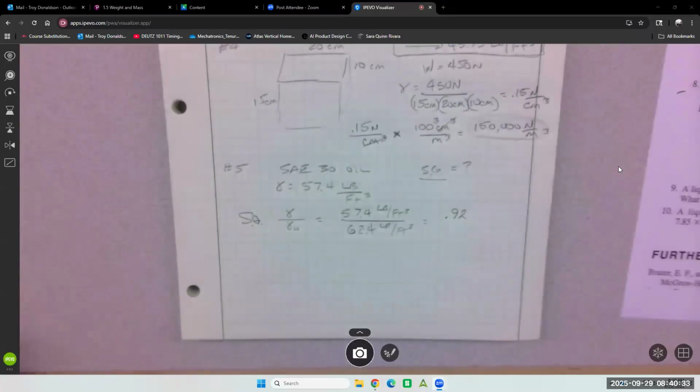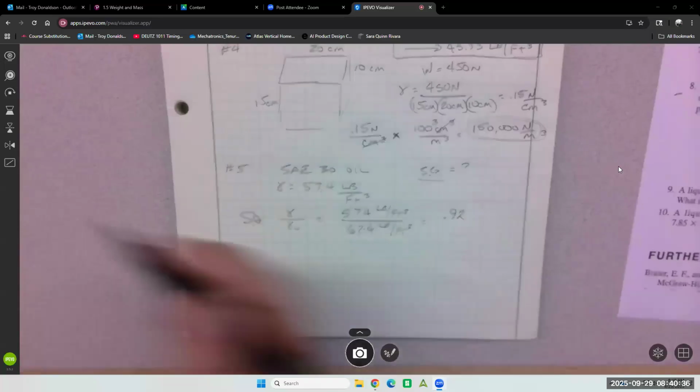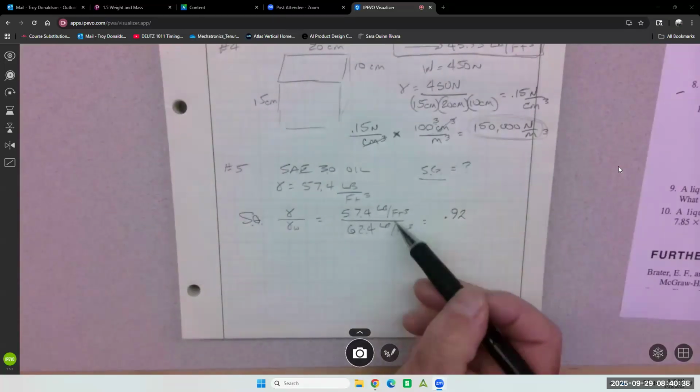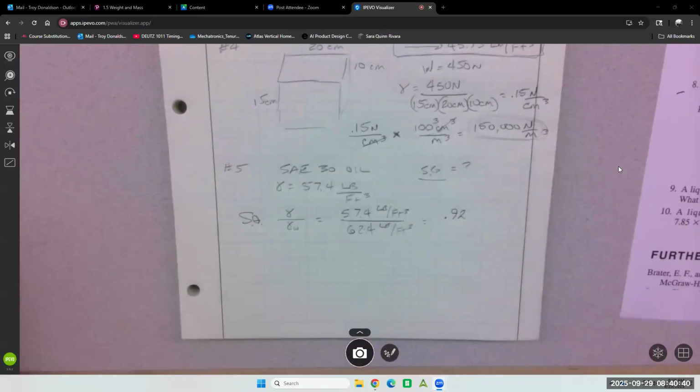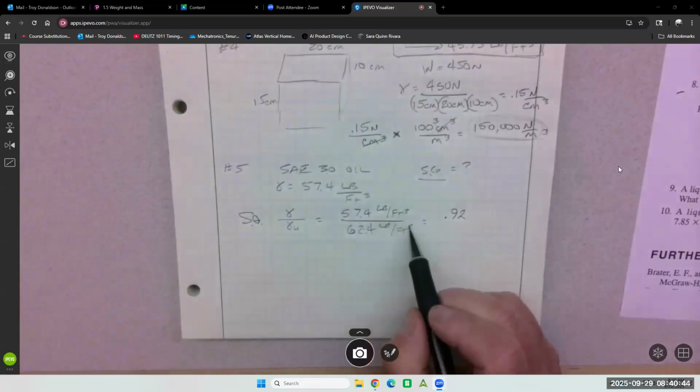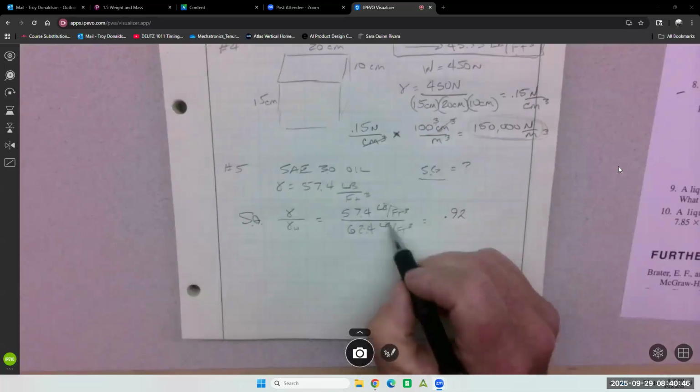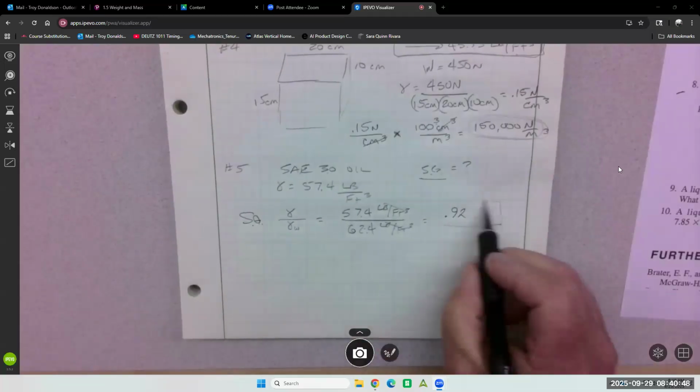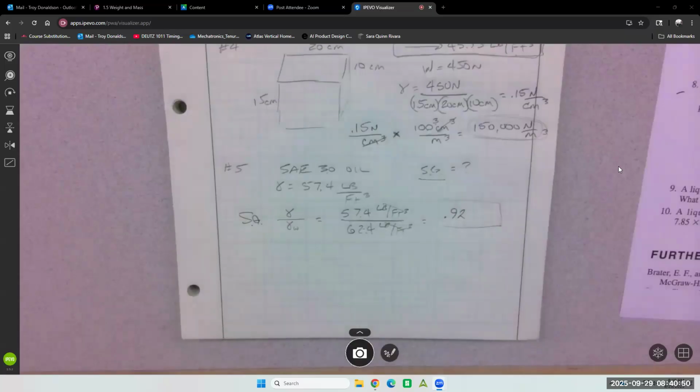Careful. What do these units look like? Unitless. It's just a number, completely unitless. So it's pounds per foot cubed divided by pounds per foot cubed. Cross them out, unitless number. It's really a ratio, right?